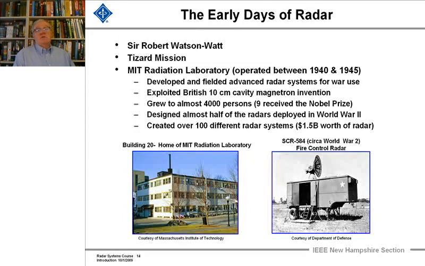And they designed almost half the radars in World War II, more than 100 different radar systems worth $1.5 billion. They'd build the first one, test it out, and then it would go out to a newly created company who would build hundreds of them for the field. And this is the home of the MIT Radiation Lab.